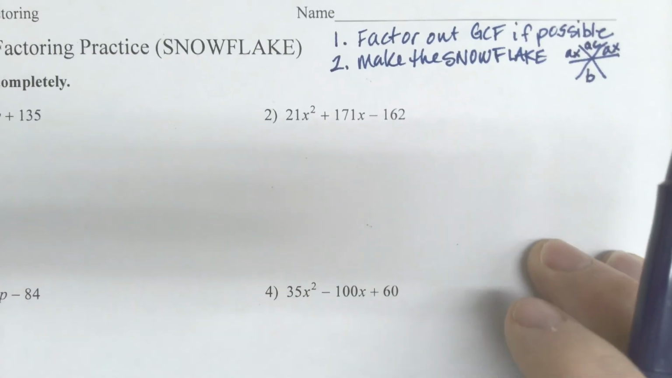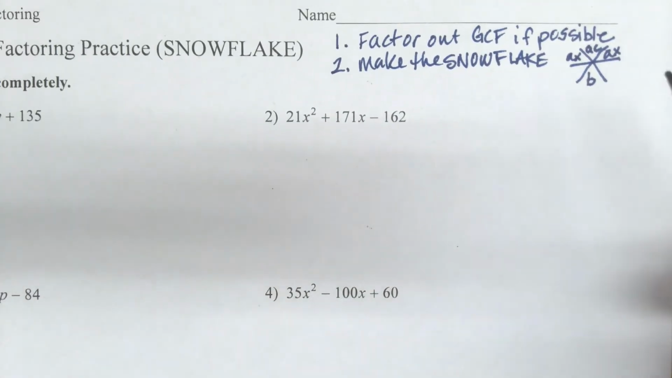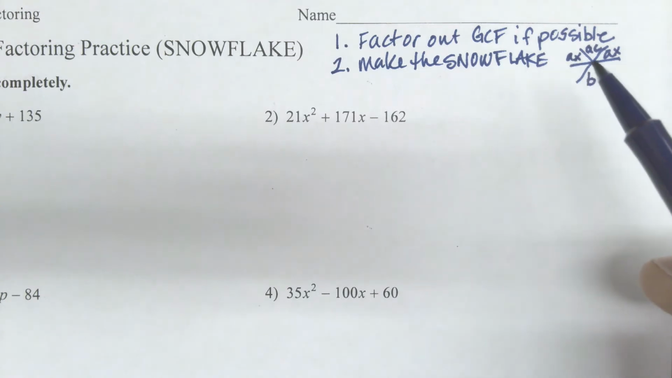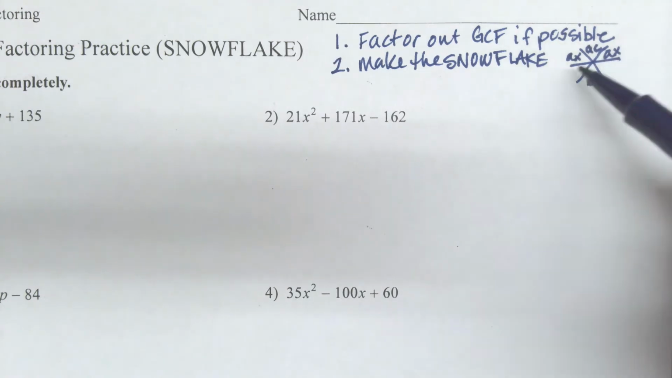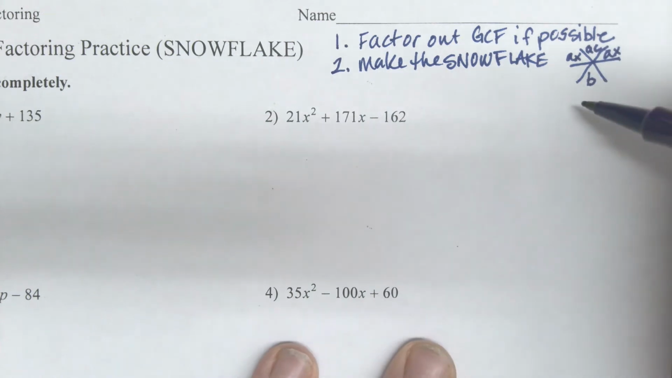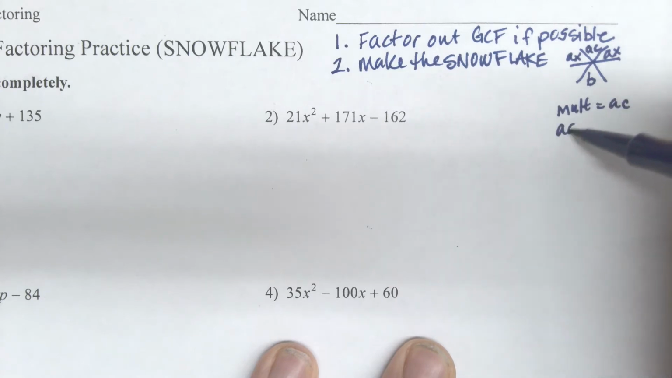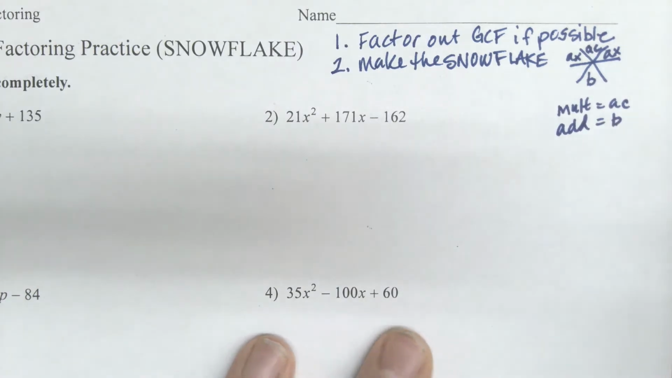I gotta move this over, sorry. That AX thing. And then you find your two numbers that multiply to be the top, add to be the bottom. So they multiply to be AC, add to be B. That's what you're looking for.